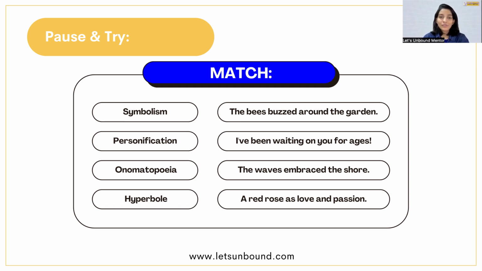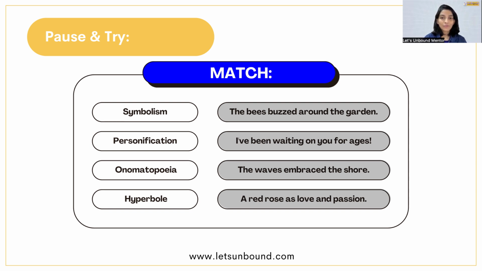Okay, so let's first read the sentences that are given here on the right side. It says the bees buzzed around the garden. I have been waiting on you for ages. The waves embraced the shore. The red rose as love and passion. Now we have to match which one is what literary device here.